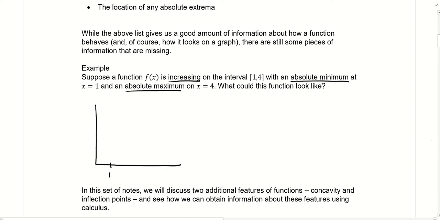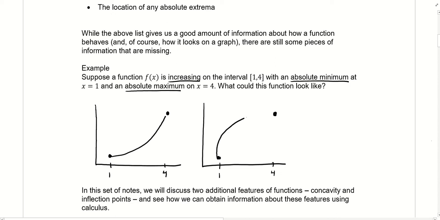If I consider the interval from 1 to 4, I have an absolute minimum at x equals 1, so that's somewhere here, and an absolute maximum at x equals 4. And I know my function is increasing, has a positive slope from 1 to 4. So a possible way this function could look is this. Let me draw that better. Another way this function could look, with the same features, if I draw those endpoints exactly the same, is maybe like this.